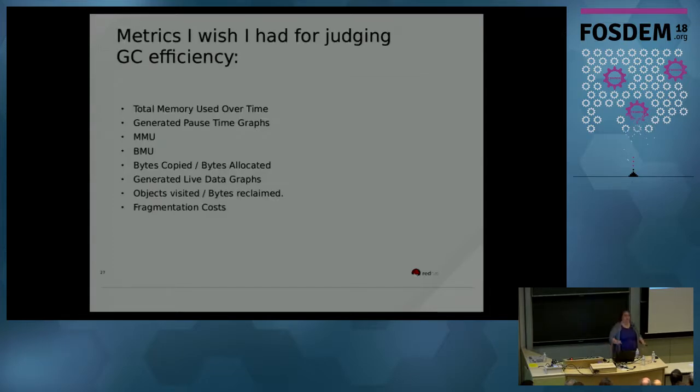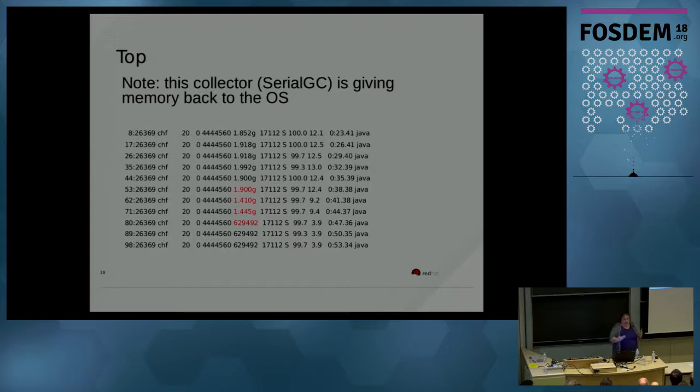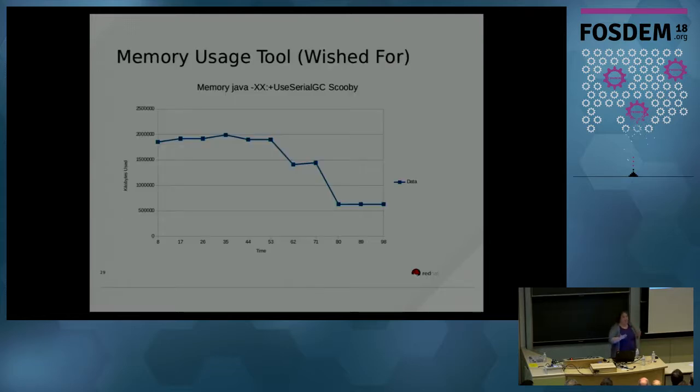So the metrics I wish I had, and some of these we're actively working on, and some of these I just wanted to put on the table for discussion. I would really like a tool that gave us the total memory over time. Right? I showed you what TOP did. But if we could have something that just gave you a graph of memory usage. I work for Red Hat. I went and talked to the Linux weenies, and said, I want this tool. And if anybody knows of a tool that does this, that would be great. But I just want a tool that I point at a PID or put before my Java command that gives me a graph of memory used over time. Wouldn't that be swell?